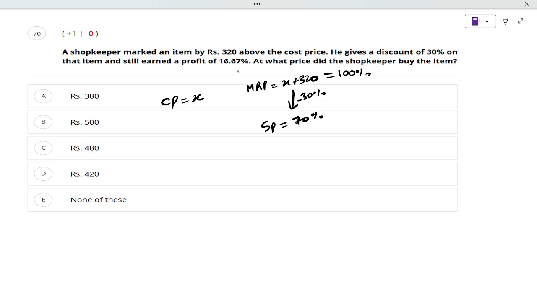And still earn 16.67%. At what percentage the shopkeeper buy the item? So they're asking us to find the cost price of this one. So if we have 16.67% mentioned here, which is still a profit. So now 16.67% is nothing but 1/6 in terms of fraction.